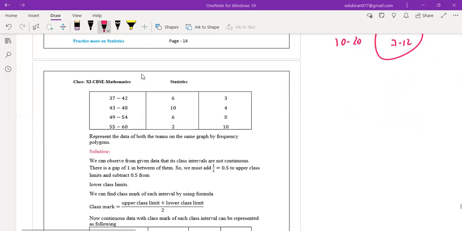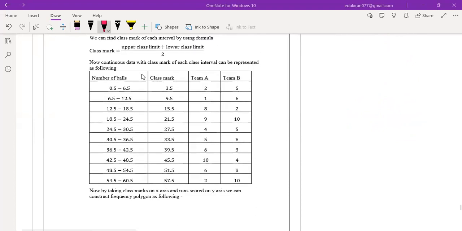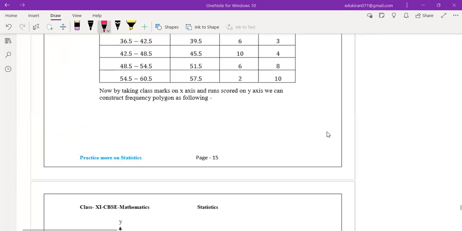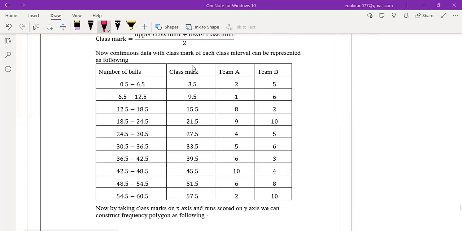Okay, Jenna. So your table looks like this, and also the class mark. Let me check now. Yes. Right, 3.5, 9.5, 15.5, 21.5, 27.5, 33.5, 39.5, 45.5, 51.5, and 57.5, right? Yes. After this, you drew the graph as well? No. Okay, now you will draw the graph. I think you know that, right? First, you will take the graph of this, and team A and then team B, right? Mm-hmm.